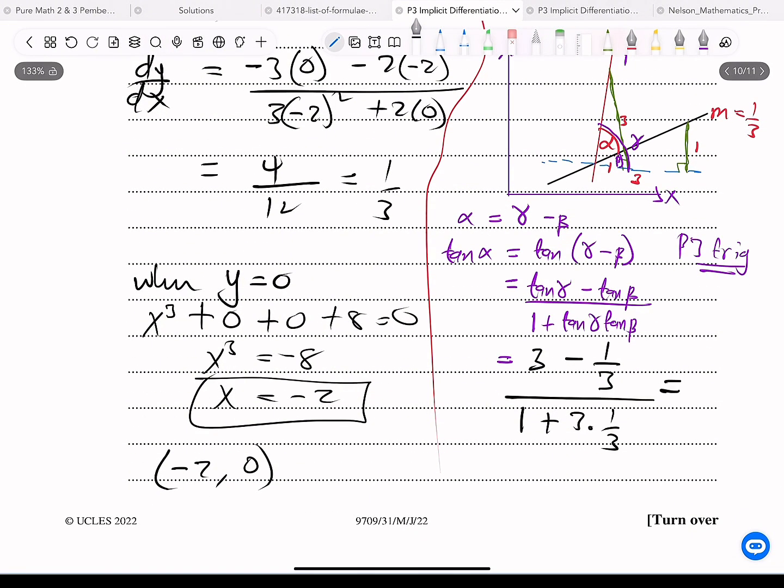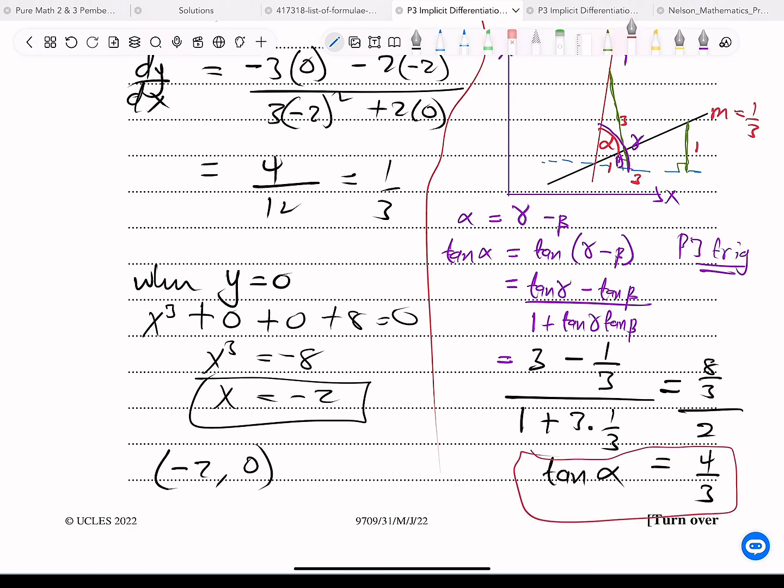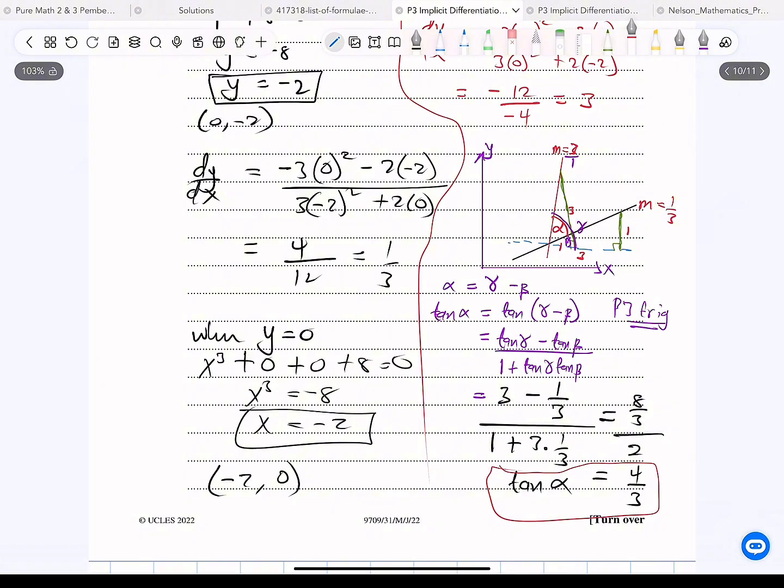And this should give us 8 over 3 divided by this and that, so divided by 2. And I think we should get 4 over 3. That's my calculator. Let me see. 8 over 3 divided by 2, and that's 4 over 3. So we are arguing that our tan alpha must be 4 over 3. So that's how we solve questions like this.